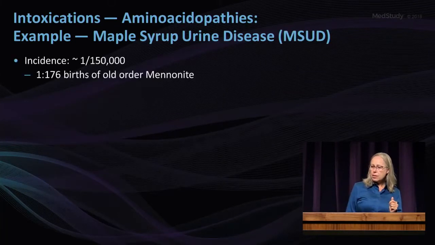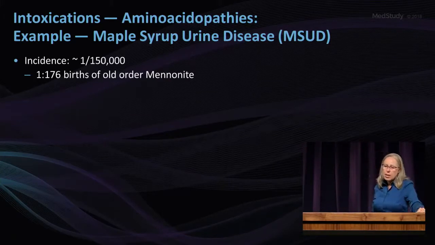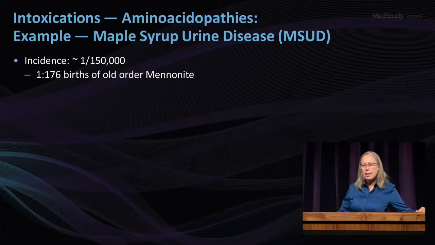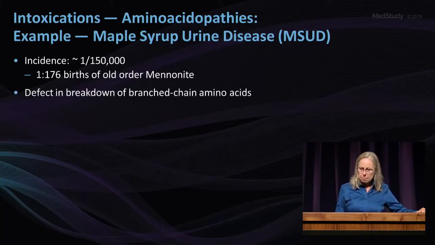Maple syrup urine disease, or MSUD, is about 1 in 150,000 live births, unless you're in the old order Mennonites, and then it's about 1 in 176. And Indiana has a high population of old order Mennonite, and they were one of the first states to have MSUD on their newborn screen. Now we all screen for it.